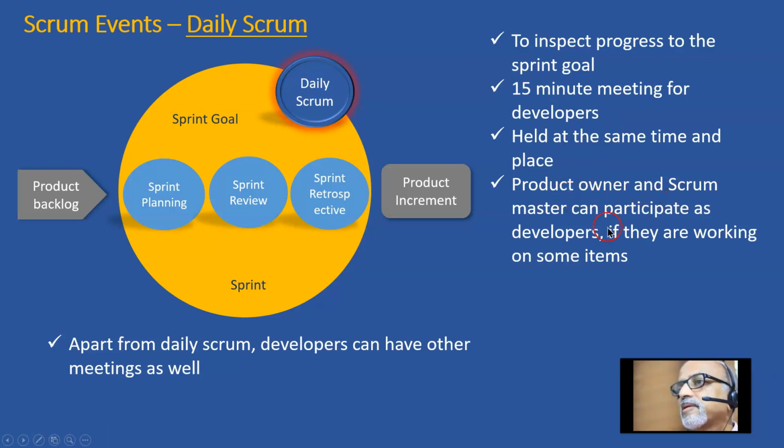The product owner and the Scrum Master can participate as developers if they are working on some items. So a Scrum Master can volunteer for some of the development activities. In that case, he'll be attending that meeting. Similarly, the product owner also, if he has volunteered for some work within the sprint, can participate in the capacity of a developer, not wearing the hat of a product owner or Scrum Master, because this is the meeting of the development team. This is the developers meeting.